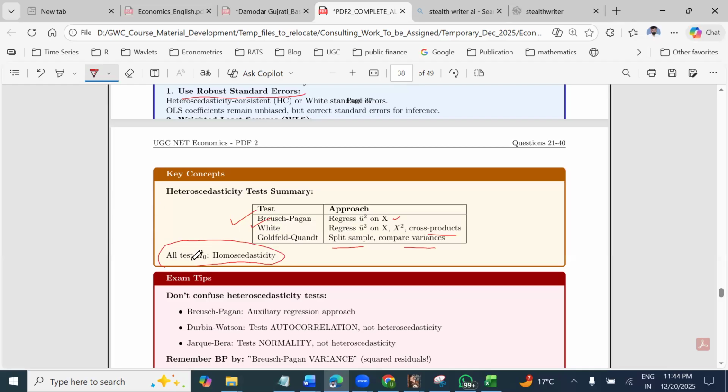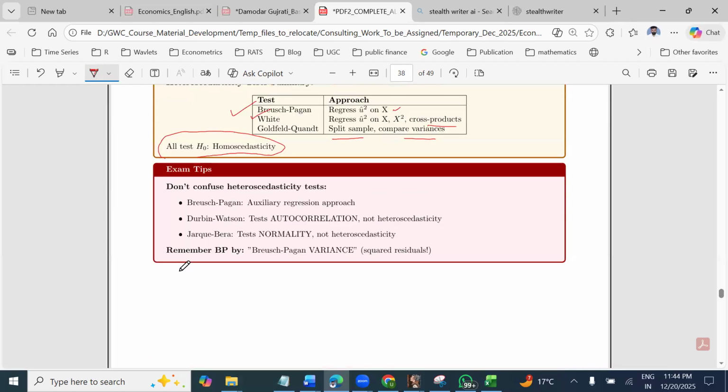If you reject the null hypothesis, then only do you have heteroscedasticity in the regression model. Now, what you should not confuse: the Breusch-Pagan test is not for the auxiliary regression approach. The Durbin-Watson test is for autocorrelation, not heteroscedasticity. The Jarque-Bera test tests normality. Do you know the Jarque-Bera test from earlier? No, sir. Chinmay? Yes, sir, I listened, but okay.